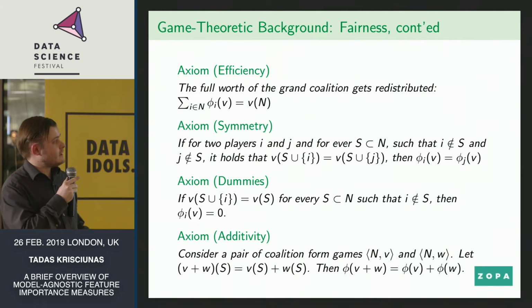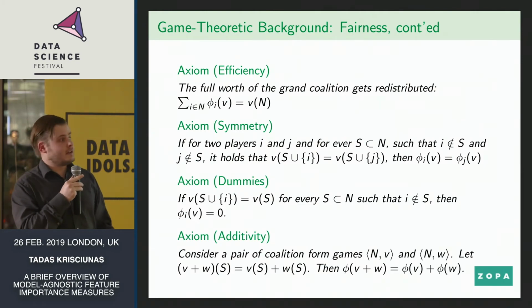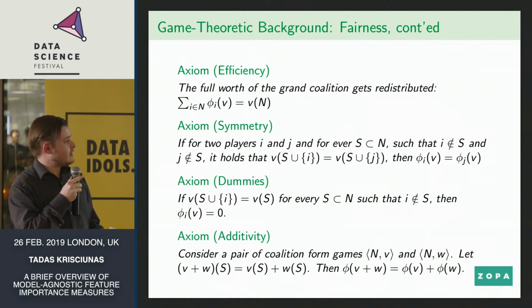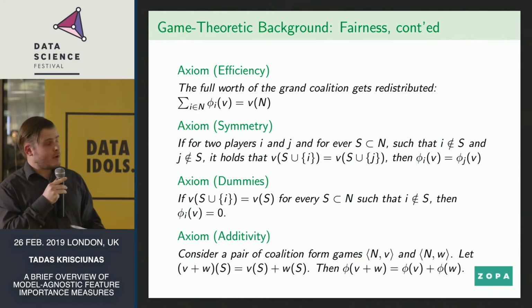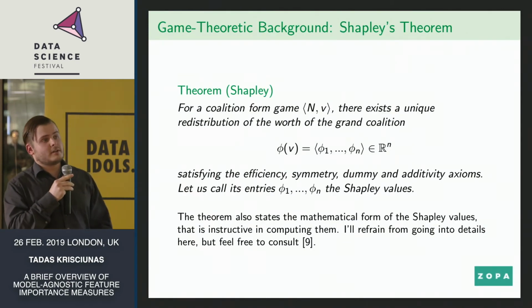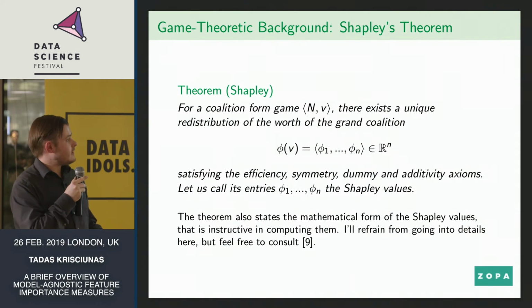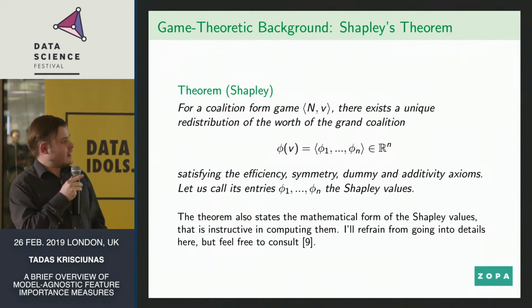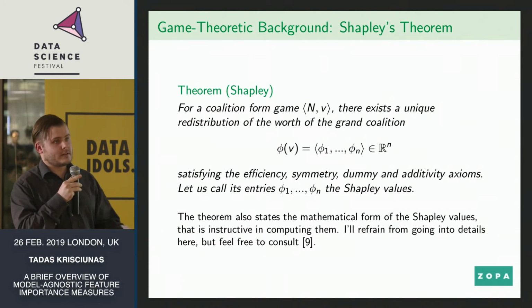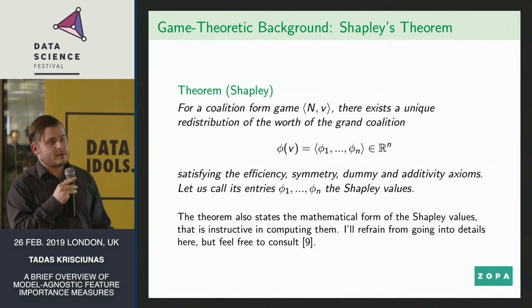These four axioms seem to be fairly intuitive, and it is hard to see how we could think of fairness without agreeing to them. But what is surprising is that if we assume these four axioms about our redistribution function phi, then there is only one unique such function for each coalition form game. And effectively, the values that each player gets, the redistribution of the worth of the grand coalition that is attributed to each player in the end, are called Shapley values.